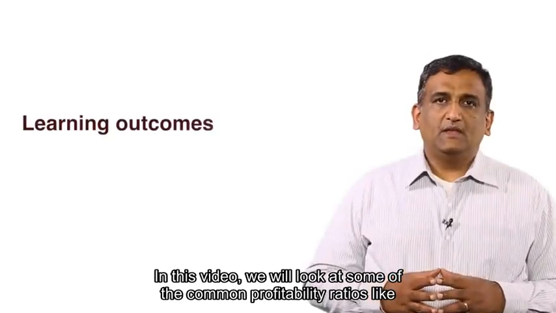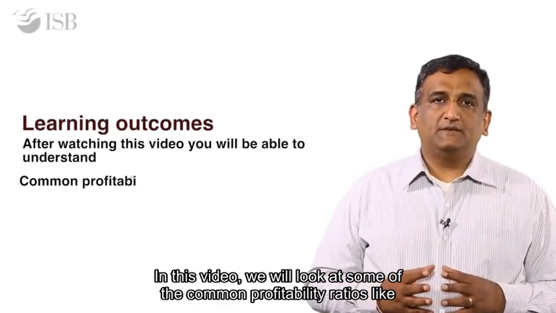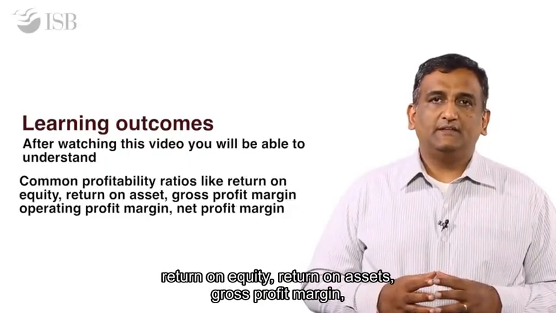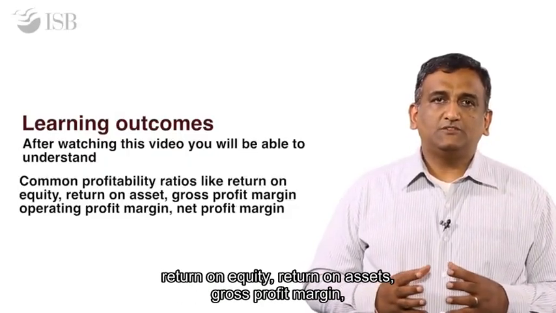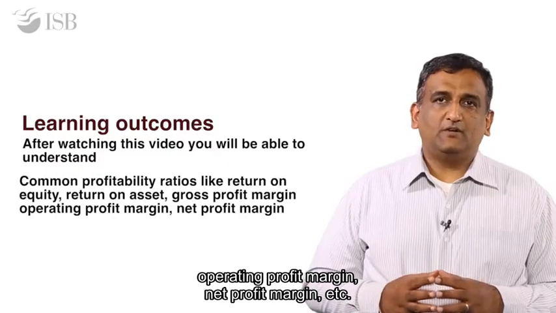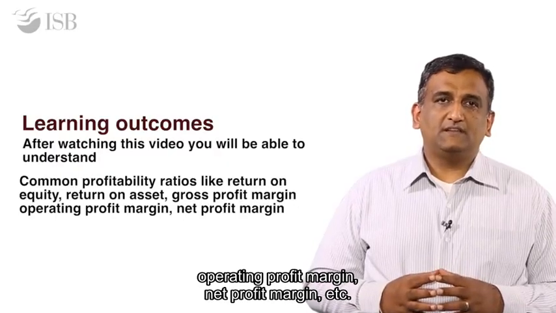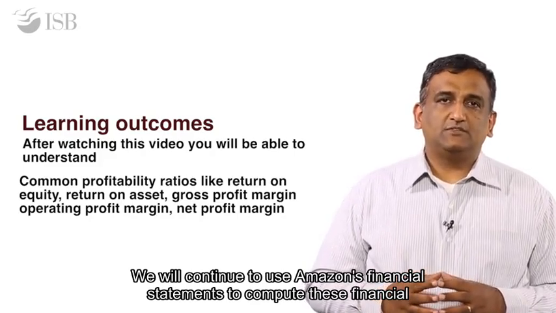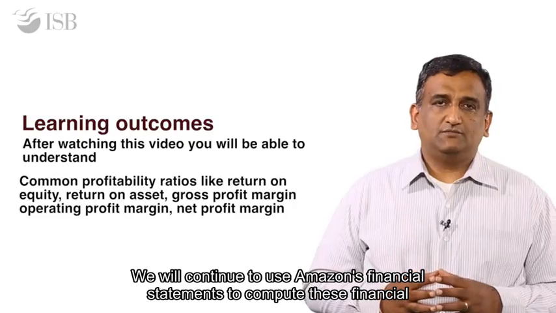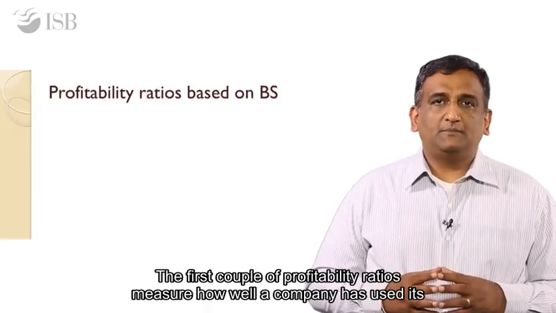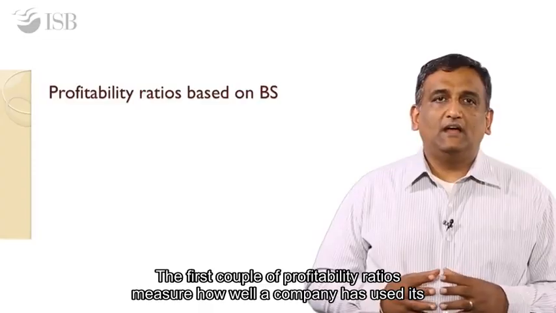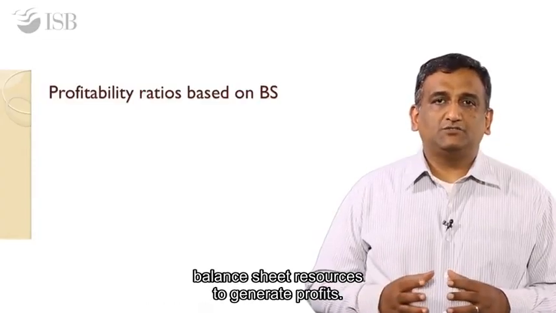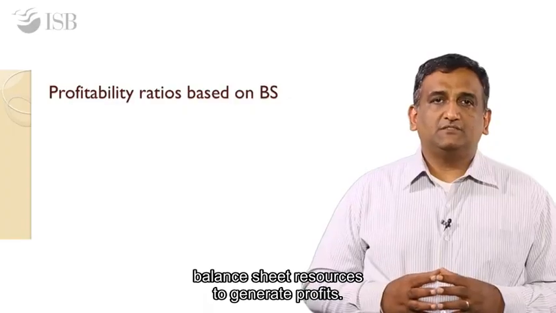In this video, we will look at some of the common profitability ratios like return on equity, return on assets, gross profit margin, operating profit margin, net profit margin, etc. We will continue to use Amazon's financial statements to compute these financial ratios. The first couple of profitability ratios measure how well a company has used its balance sheet resources to generate profits.